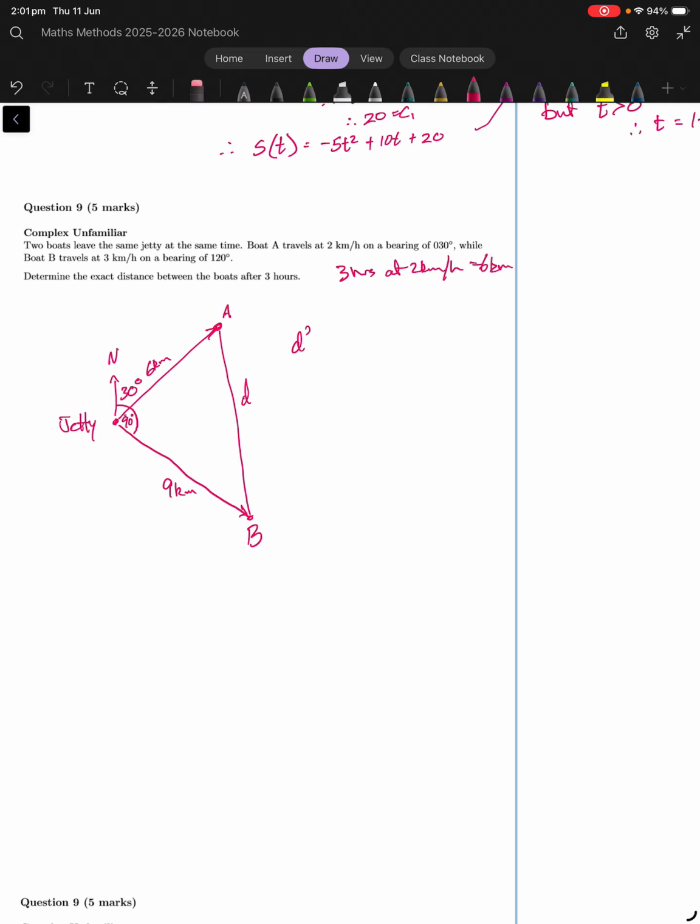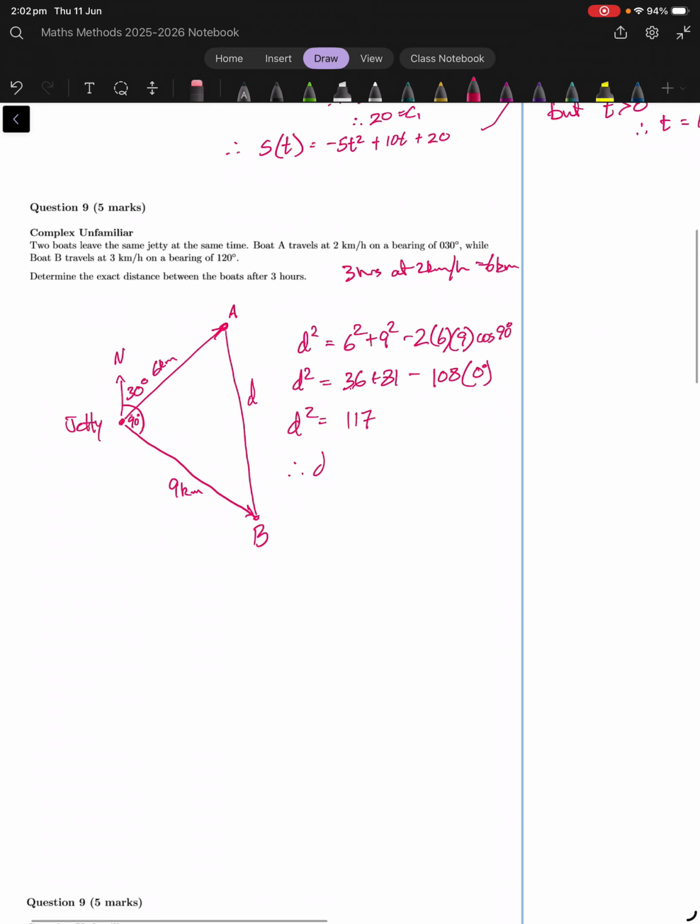Let's pretend it wasn't one we could do nicely, so I'm going to go d squared equals 6 squared plus 9 squared minus 2 times 6 times 9 times cosine of 90. 36 plus 81. 12 nines are 108. Oh, but then you do cosine of 90 and you remember from your unit circle that that's 0. So I've got d squared equals 117. So the distance between these two is root 117 kilometres.